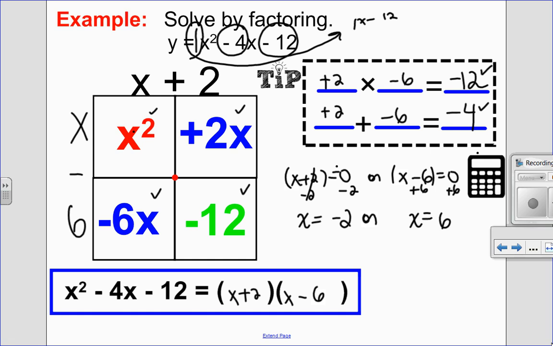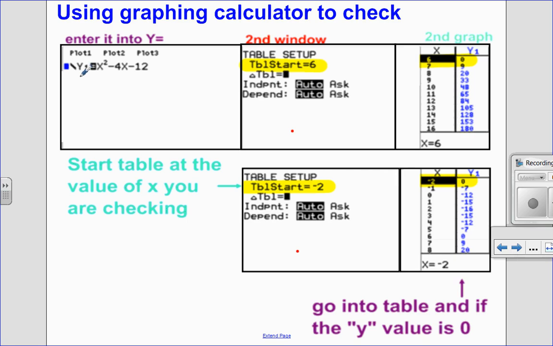But anytime I'm solving an equation, I always do the check. And the check happens in the table. So let's look. I would put my original equation into y1. And you can just go straight into the table, or you can actually just start the table at your solution so that you can see what your solution is. So the first thing that I thought it was 6. So I start my table at 6. Table start is second window. And you can see in the table that 6 does in fact make it 0.